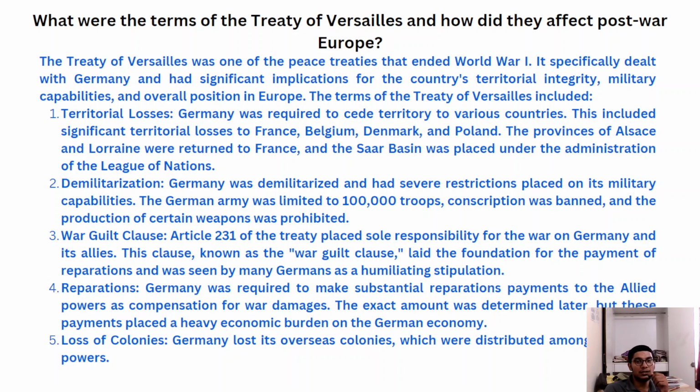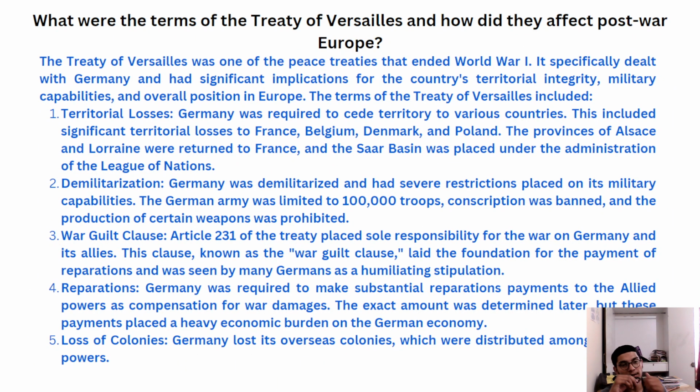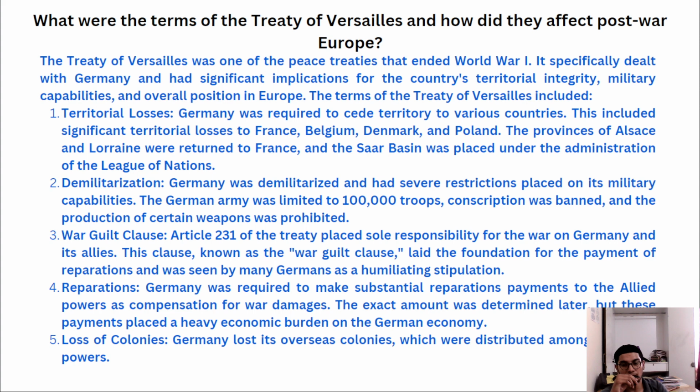What were the terms of the treaty? How did it impact post-war Europe? That's it for now. The last question of this slide.